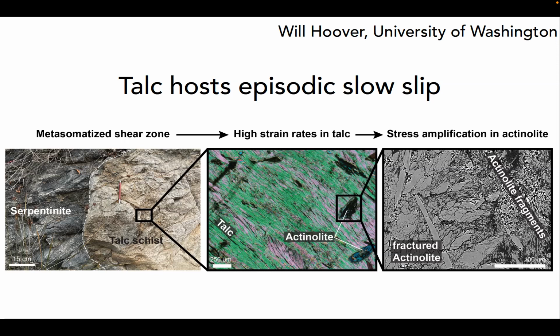In the middle there, we have a thin section image of a deforming talc schist. We see talc is nicely aligned and is accommodating deformation. But we also see on the far right that strong amphibole within this rock is heavily fractured, suggestive of high stress deformation. The best way we can explain this is with high strain rates in the talc rocks, and we propose that these high strain rates represent episodic slow slip events hosted by talc schist.